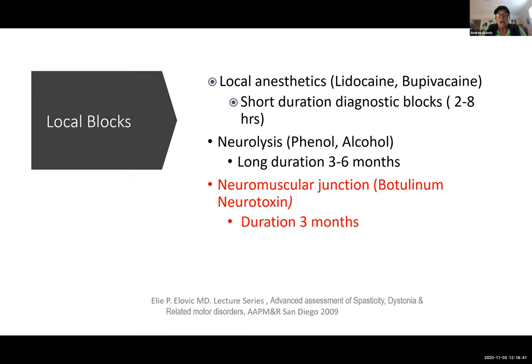The one you will see lots of and hear lots of, patients will tell you, I had a Botox injection, is indeed Botox. There's different types of Botox out there. In this country, we use Botox A. Most of the time, it's actually the brand name Botox. It lasts for only 3 months, and it works at the myoneural junction. It does weaken the entire muscle. It doesn't selectively weaken just the spastic component of the muscle.